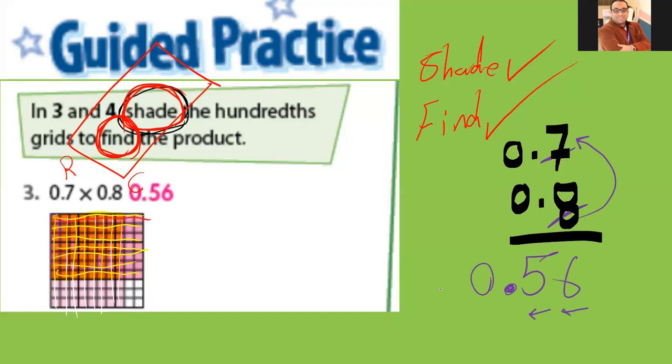We don't have enough time. 7 minutes left. It's important to do the shading.